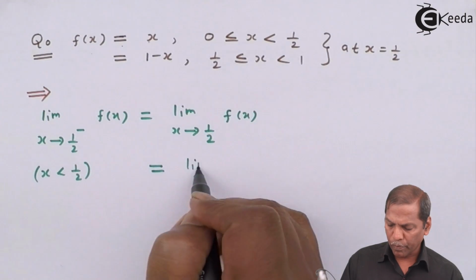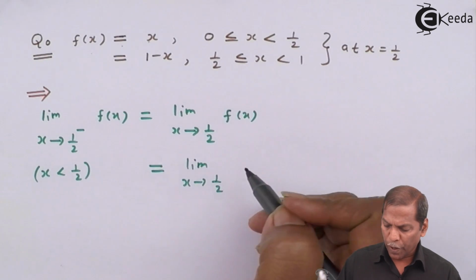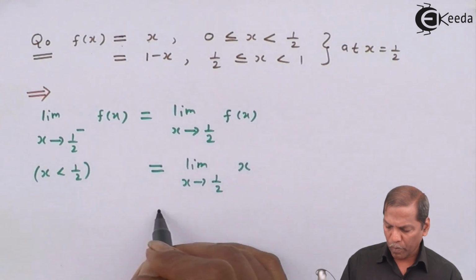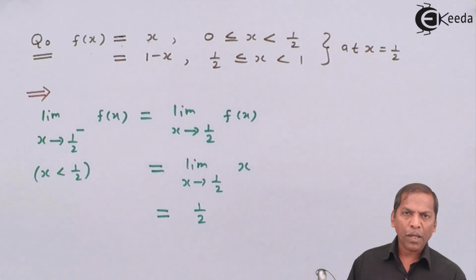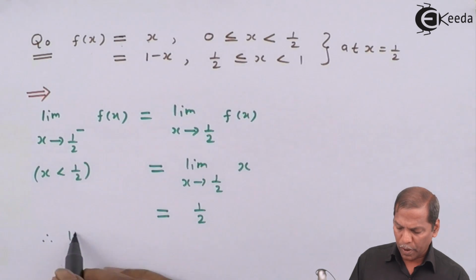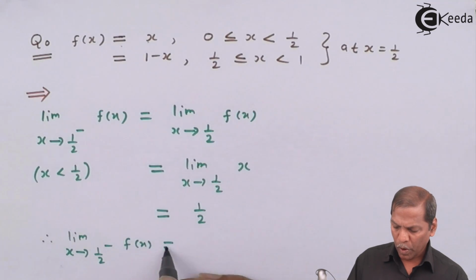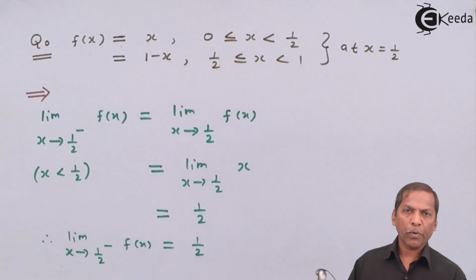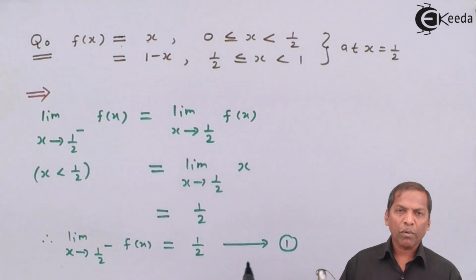So this is equal to limit x tends to 1 by 2 of x. For f of x, we replace x, and now wherever there is x, we have to substitute 1 by 2. So we get the answer as 1 by 2. So in this way, we get limit x tends to 1 by 2 minus f of x is equal to 1 by 2. Let us denote this as equation number 1.